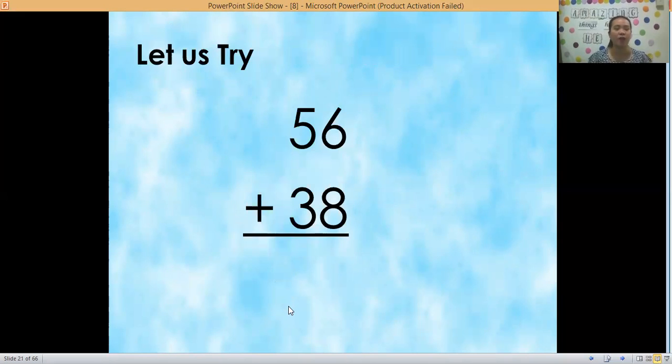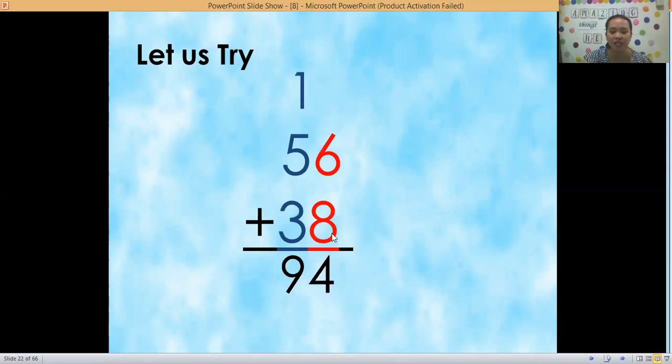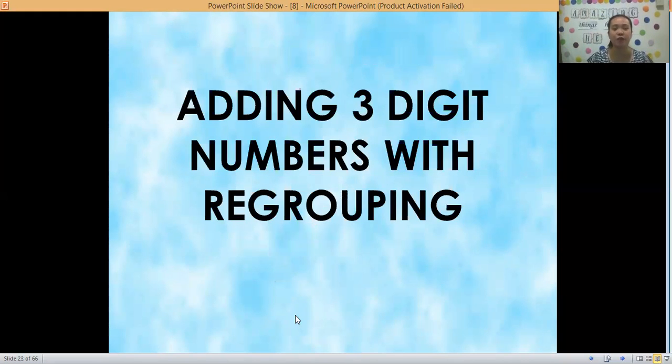Now, on your own, ready and go. Please show your answer. What is your answer? Okay, let's see if you are correct. 6 plus 8 equals 14. Carry 1. 4 will be here. 5 plus 1 equals 6. 6 plus 3 equals 9. Who got the correct answer? Okay, very good. The answer is 94.